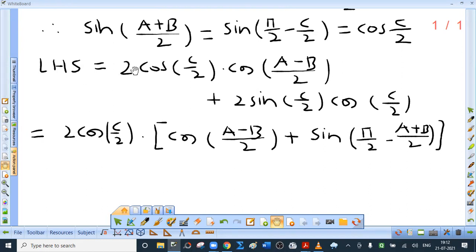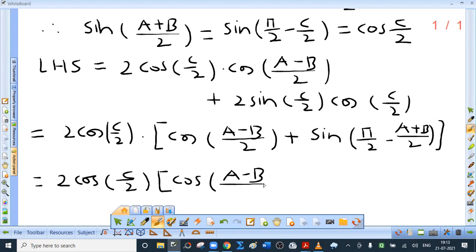The only thing is I have written that in the same step. Should I explain this again? Okay. Take 2 cos C by 2 common to get in bracket cos A minus B by 2 plus sin C by 2. What is C by 2? Pi by 2 minus A plus B by 2. So this is nothing but 2 cos C by 2, okay, cos of A minus B by 2, sin of 90 minus theta is cos theta, so cos of A plus B by 2.